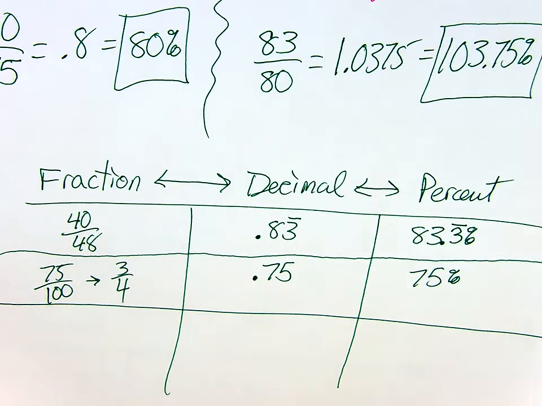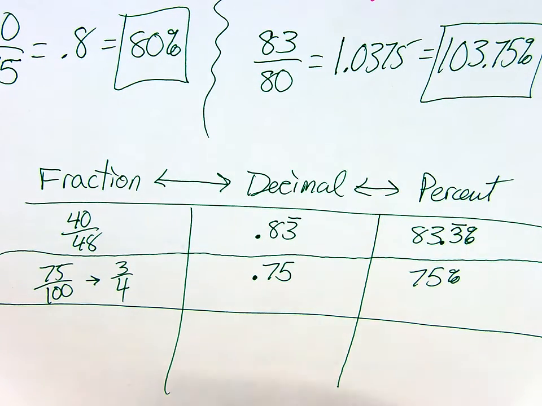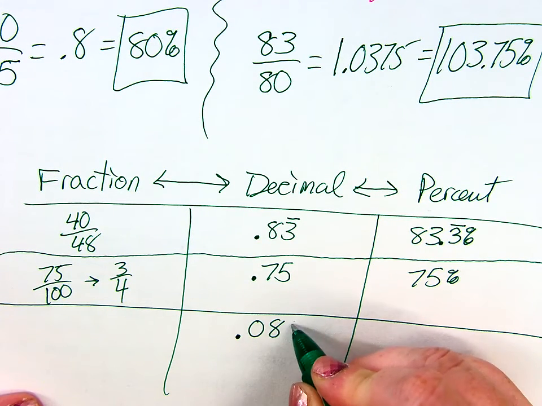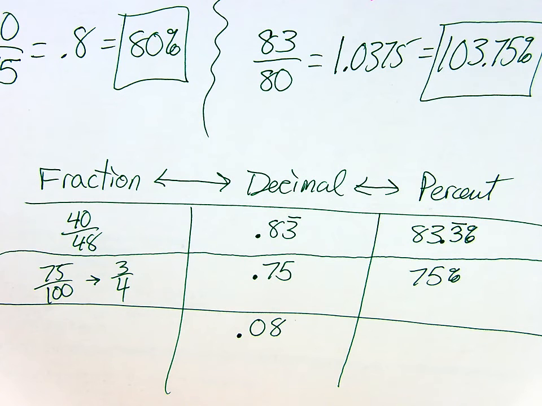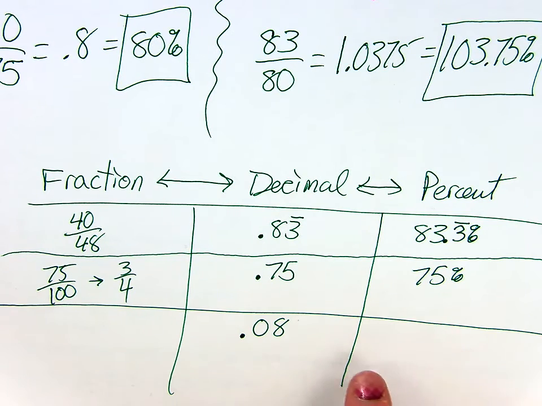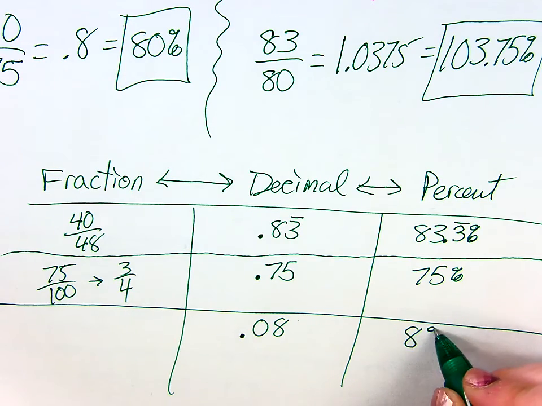Let's try one where I start you in the middle. I give you a decimal, and you have to find the other two. How about 0.08. What is that as a percent? It is not 80%. Because what do you do with this to get this? Multiply it by 100, which is the same thing as moving the decimal 2 places to the right. So what's the percent? 8%.